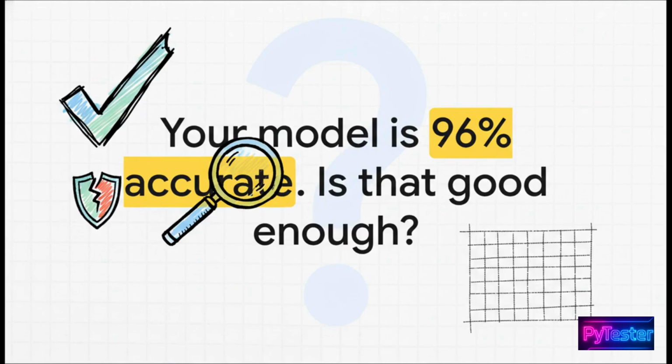So let me ask you something. You've just trained a brand new model and you check the results. Bam, 96% accuracy. That feels great, right? That's an A grade. But is it really good enough? What if that shiny number is actually hiding a huge problem?